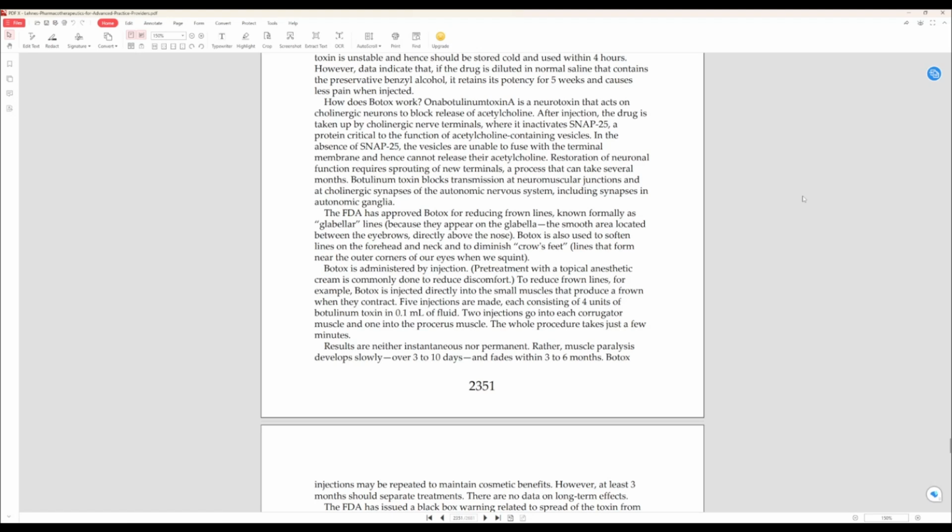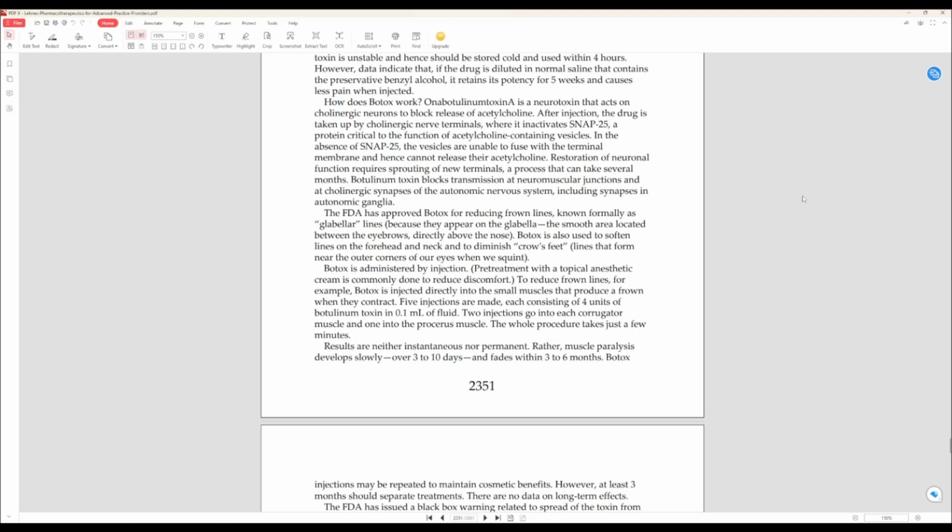The FDA has approved Botox for reducing frown lines, known formally as glabellar lines. Botox is also used to soften lines in the forehead, the neck, and to diminish crow's feet. Botox is administered by injection. To reduce frown lines, for example, Botox is injected directly into the small muscle that produces a frown when they contract. 5 injections are made, each consisting of 4 units of botulinum toxin in 0.1 ml of fluid.